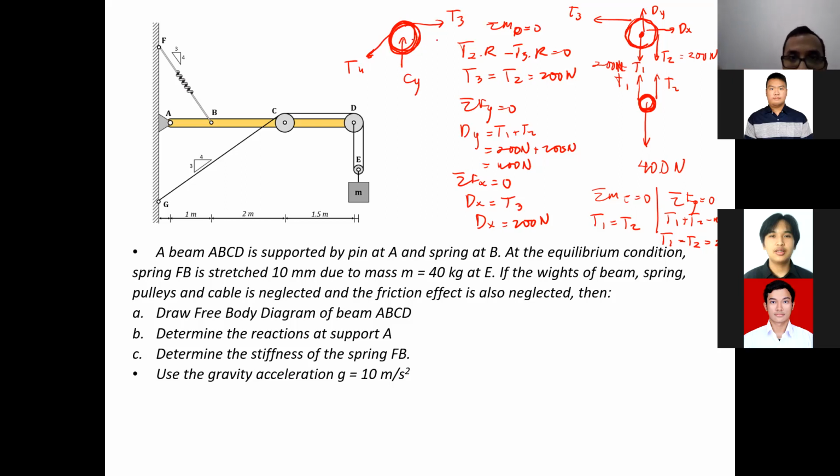Cx and Cy are the reactions at the pin. Now, try to solve it. T3, we already know the value, 200 Newton. So, using sigma moment at C equal to 0, what will we get? T3 times R minus T4 times R equals 0. So T4 will be equal to T3, equal to 200 Newton.